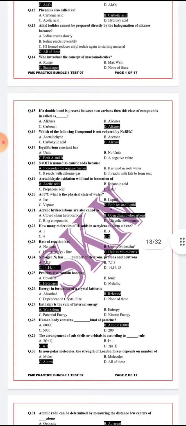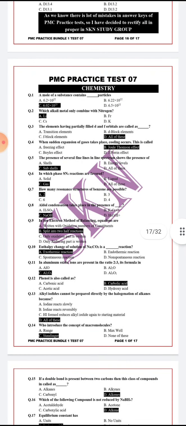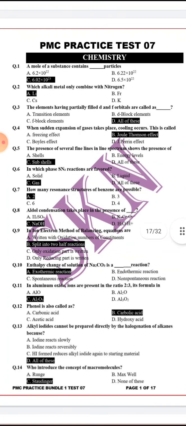To discuss the MCQ section of the test. So first of all, we will select the chemistry portion and we will start the chemistry portion. The first question here is: a mole of substance contains dash particles. It's an understood question. Everyone knows 6.02 × 10^23. The Charlie option is correct.